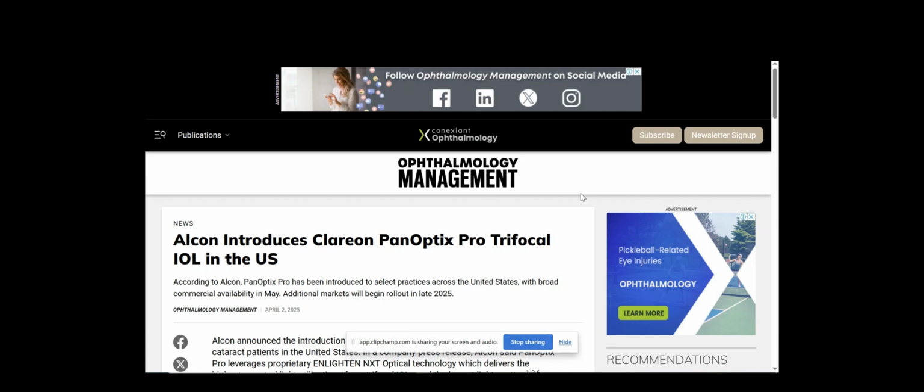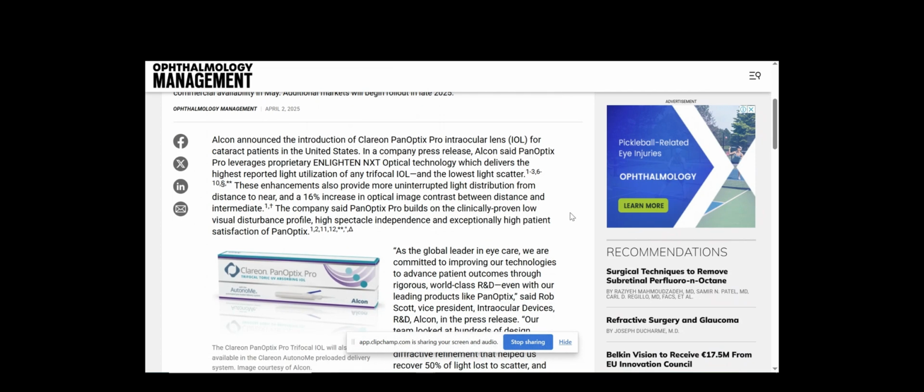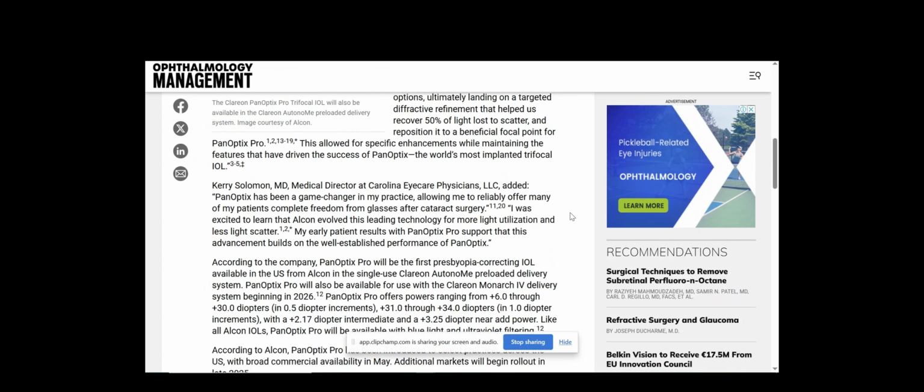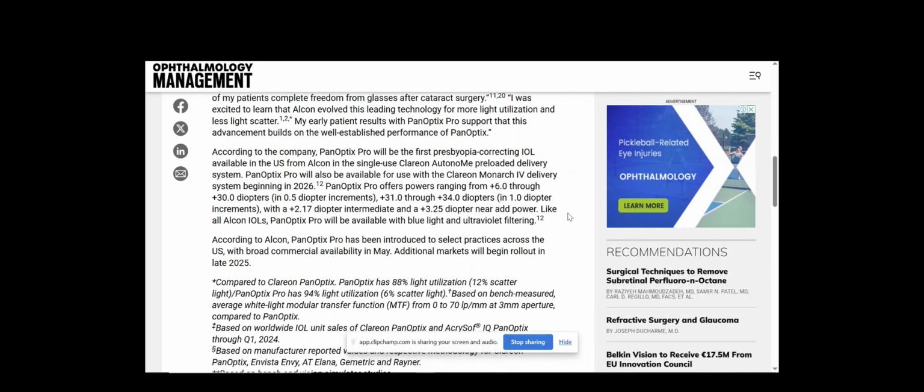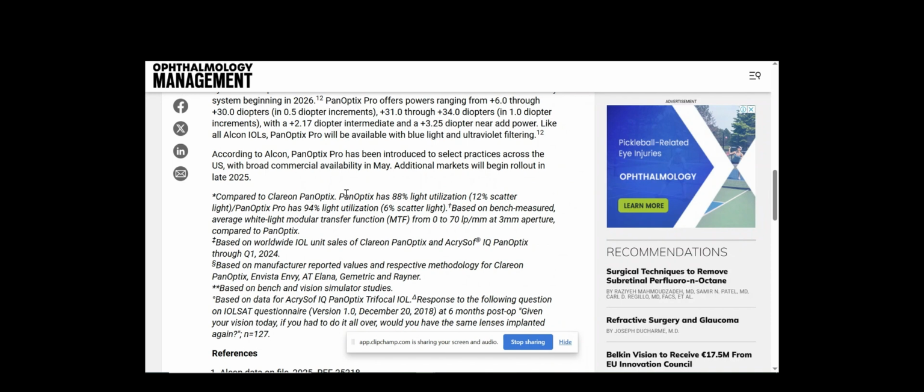Today I'm going to talk to you about the Clarion Panoptix Pro. This lens has drawn some attention among ophthalmologists, but little information is known about the lens except for the fact that it uses a greater amount of light. Alcon claims that the original Panoptix lens used 88% of light. But the Panoptix Pro, because of the enlightened next generation technology, has 6% less light scatter, and therefore it utilizes more light. Around 94% of light is utilized, which may lead to better contrast for the patients, right?